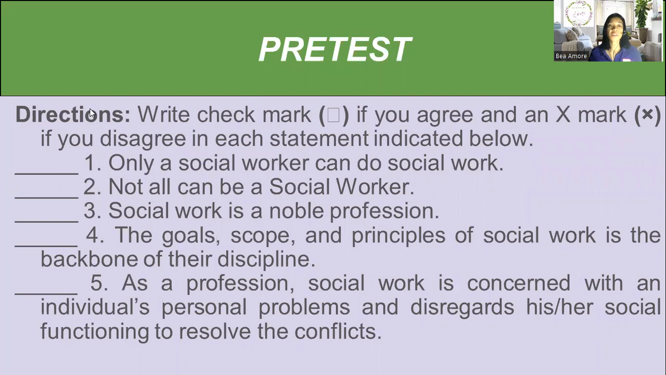Our pretest is first, write a check mark if you agree and an X mark if you disagree. Number one, only social workers can do social work. Number two, not all can be a social worker. Number three, social work is a noble profession. Number four, the goals, scope, and principles of social work is the backbone of their discipline. Five, as a profession, social work is concerned with an individual's personal problems and disregards his or her social functioning to resolve the conflicts.